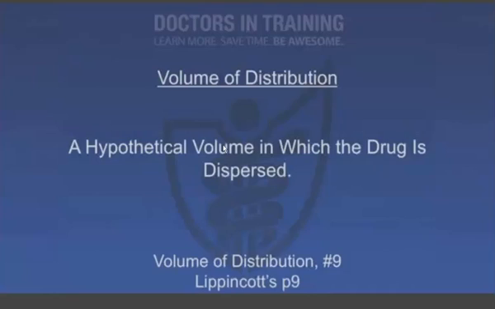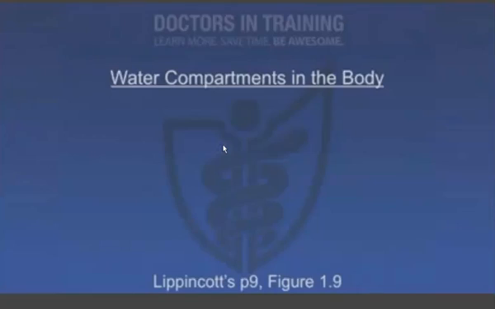So now it's time to talk about the concept called the volume of distribution. And volume of distribution is a little bit tricky. It's a hypothetical volume of fluid into which the drug is dispersed. Now, this is kind of fantasy land. It's not a real volume. It's a hypothetical volume. So we need to talk about the different water compartments of the body.